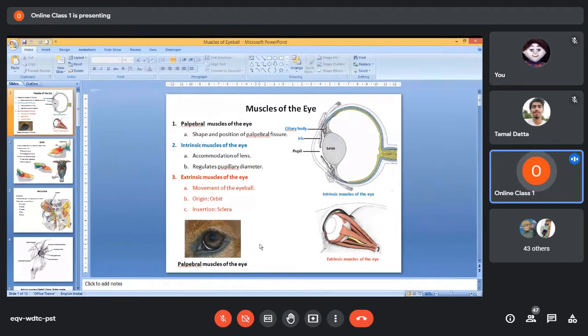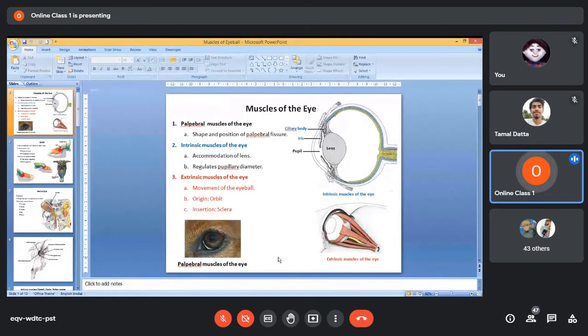Similarly, for these extrinsic muscles, you see they will all have their origin in the orbit. That means all these muscles will arise from the wall of the orbit, and they will insert where? They will insert on the sclera. Sclera is the part of the eyeball. As a result, when this extrinsic muscle contracts or relaxes, the eyeball will be moving. Okay, that's why the point of insertion is the sclera for these muscles, the extrinsic muscles.